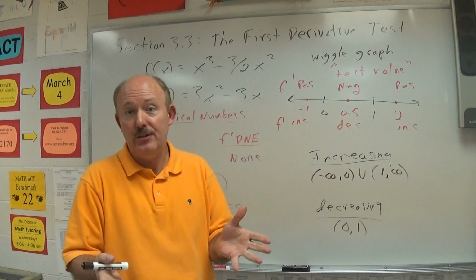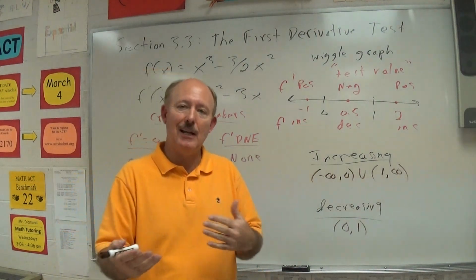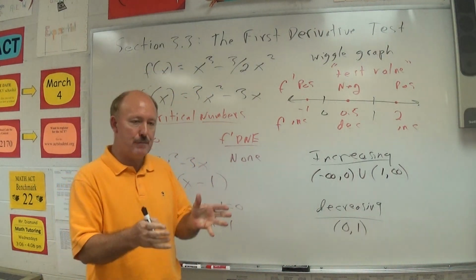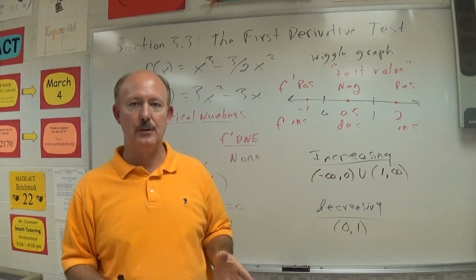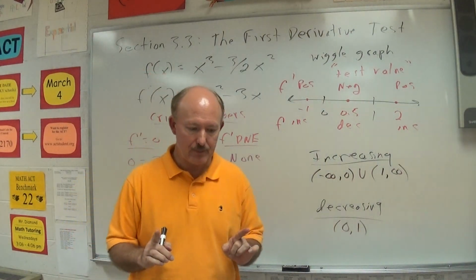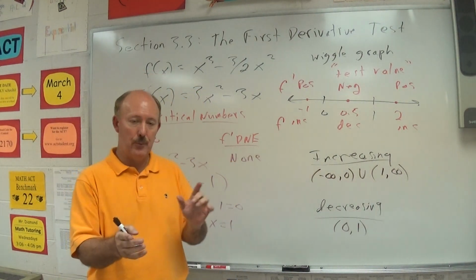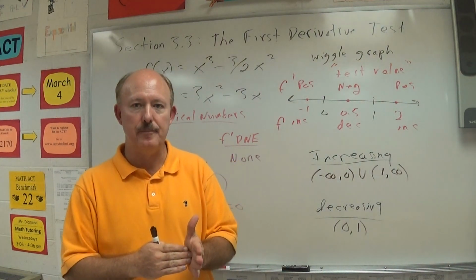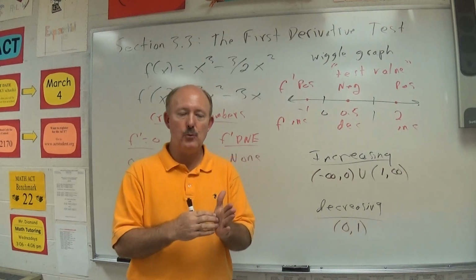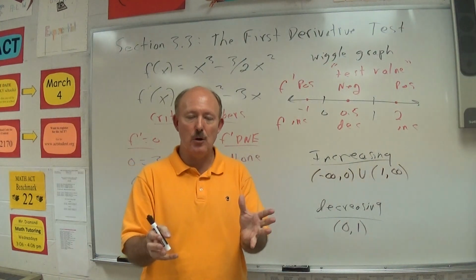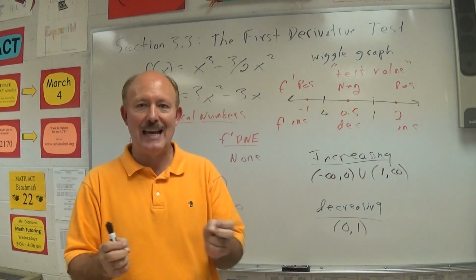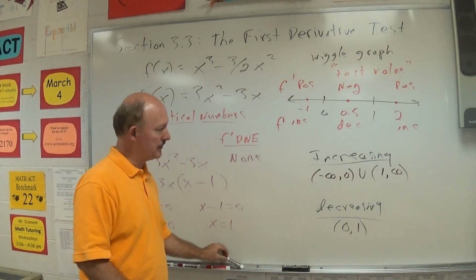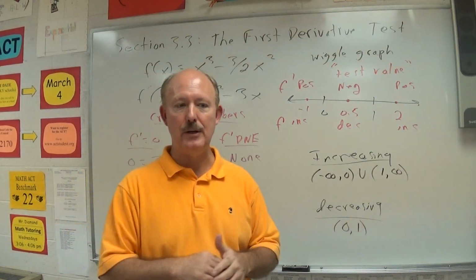Now, this isn't the first derivative test. This is just identifying where the graph is increasing or decreasing. So remember, whenever we need to determine whether a graph is increasing or decreasing, we use the derivative. It doesn't matter so much what number the derivative is as whether the derivative is negative or positive, because the sign tells us whether the graph is increasing or decreasing.